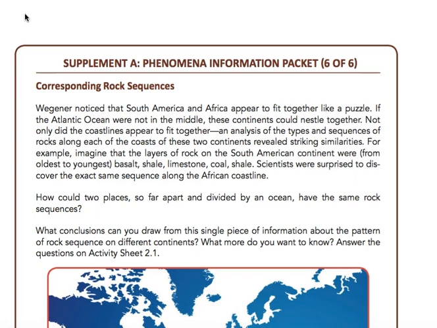So, corresponding rock sequences. Wegener noticed that South America and Africa fit together like a puzzle. That's another piece of evidence that we already looked at, or you will be looking at if you haven't looked at it yet. If the Atlantic Ocean were not in the middle, these continents seem to nestle together. But not only did the coastlines appear to fit together, there was another key piece of evidence.